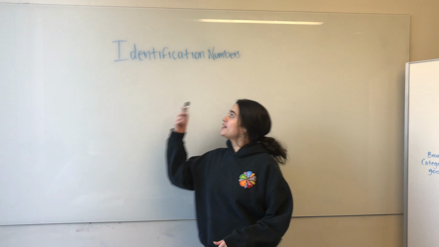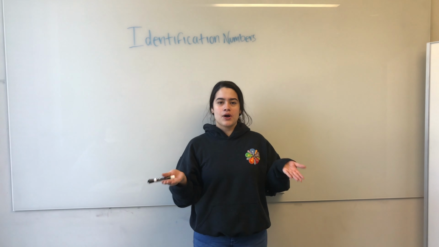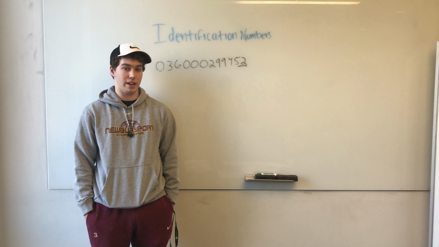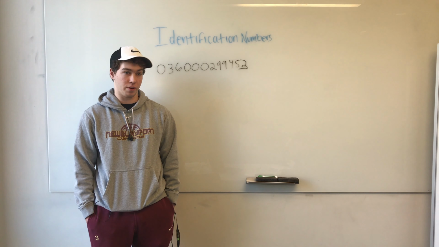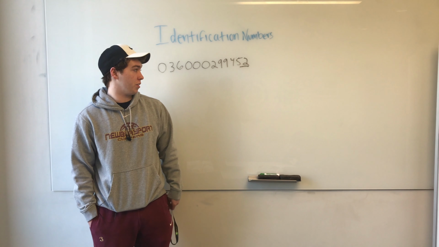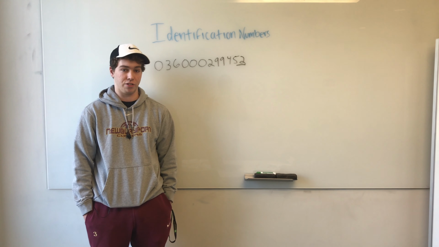Hello. Today we're going to be talking about identification numbers. So what's a code? A code distinguishes one product from another. A check digit is the last number in an identification sequence. In this example, number 2 would be the check digit because it is at the end. It is used to make sure there are no errors in the identification sequence.